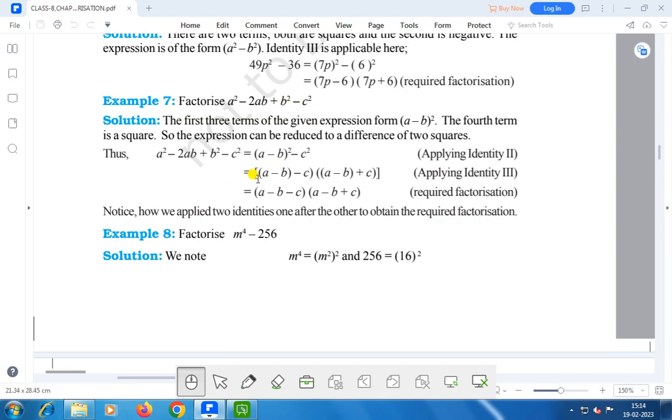Here, a square minus 2ab plus b square minus c square can be written as (a minus b) whole square minus c square. Or applying again identity 3, that is (a minus b minus c) into (a minus b plus c).